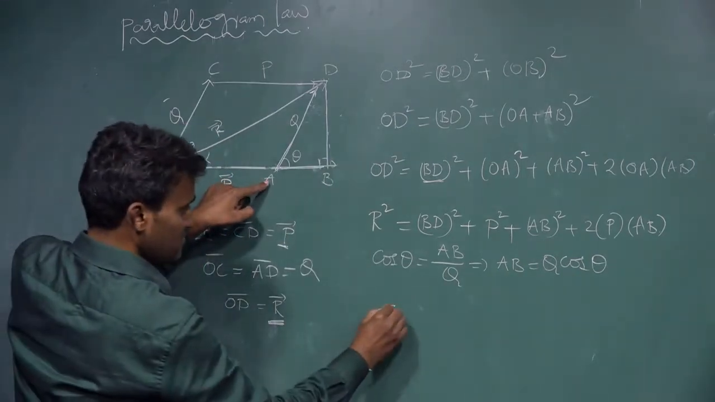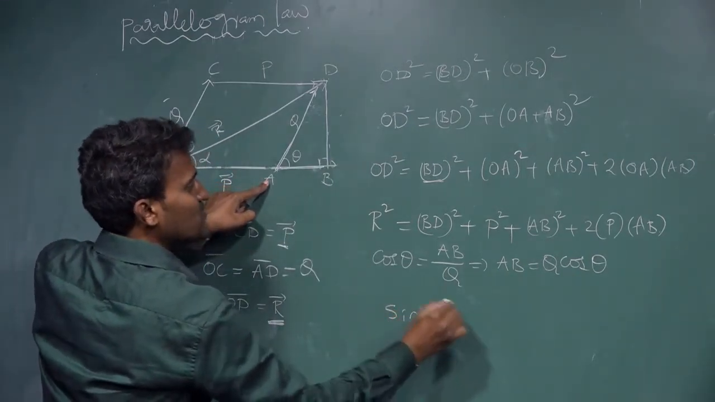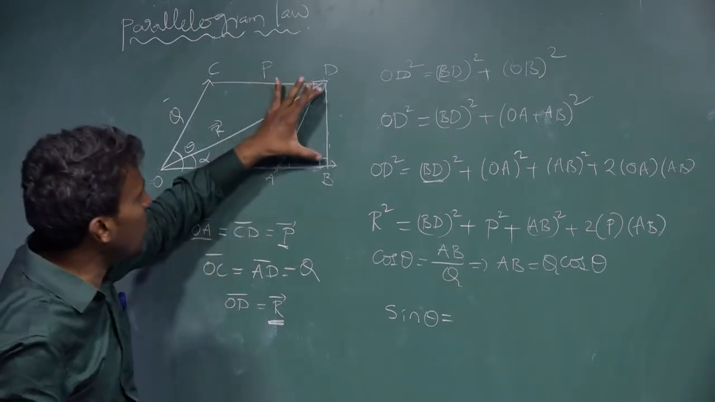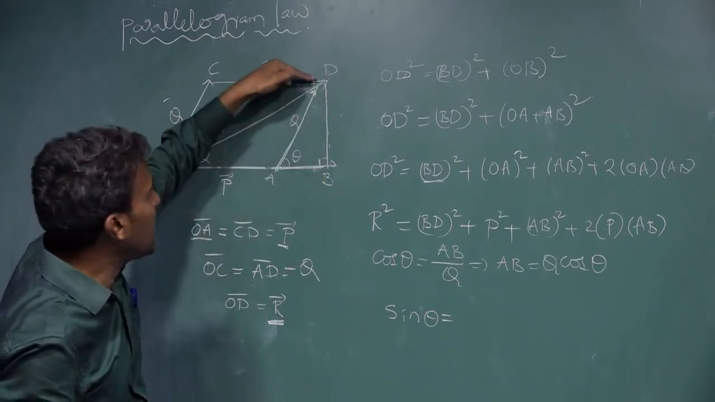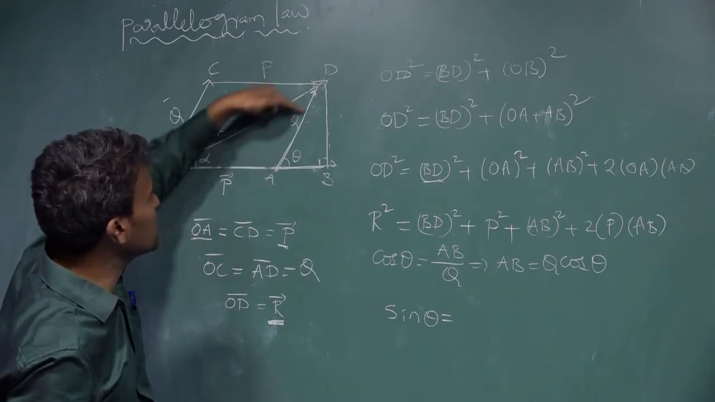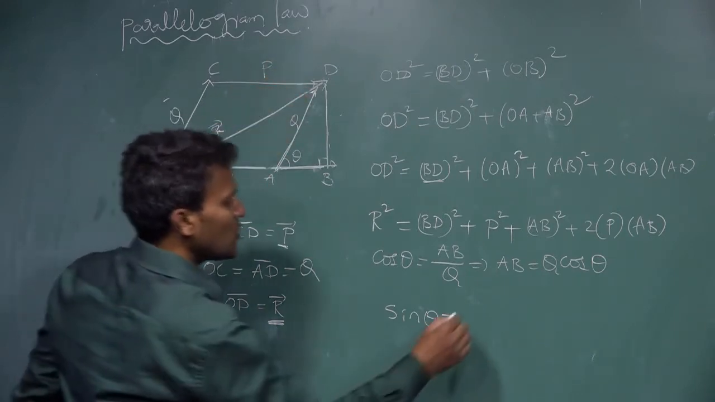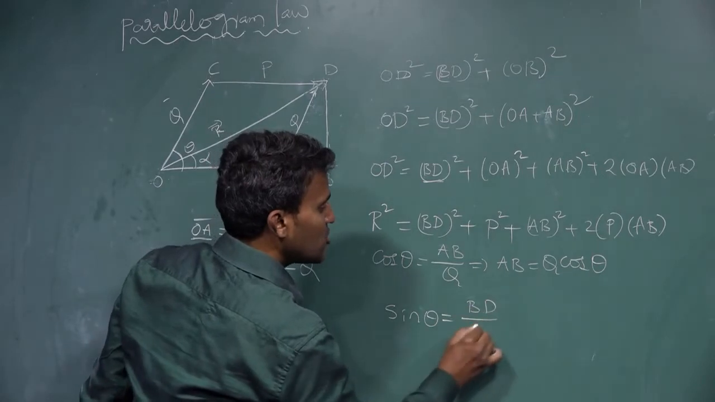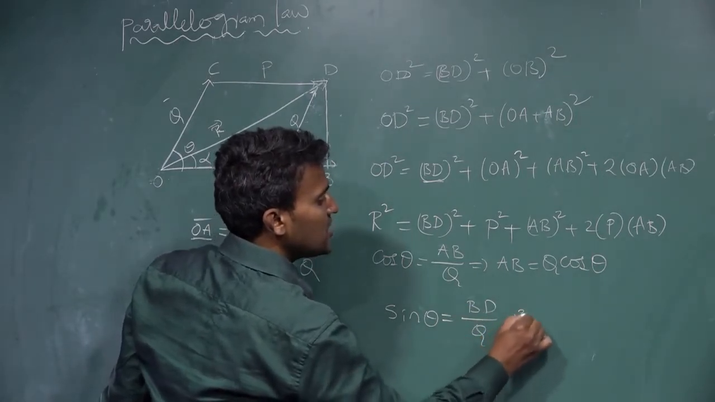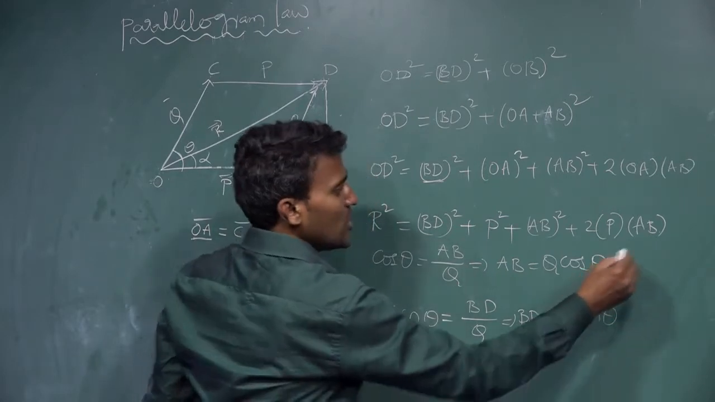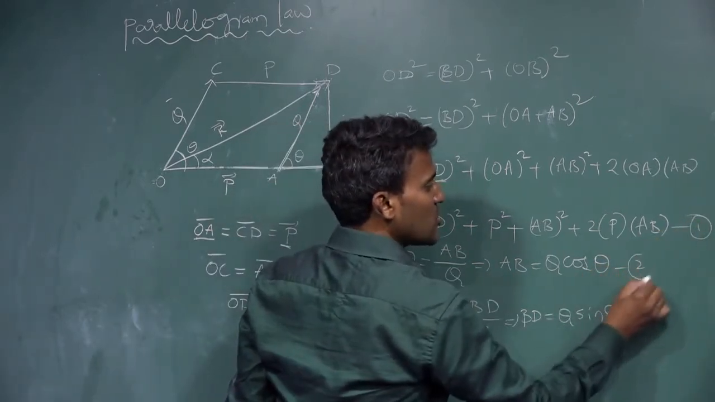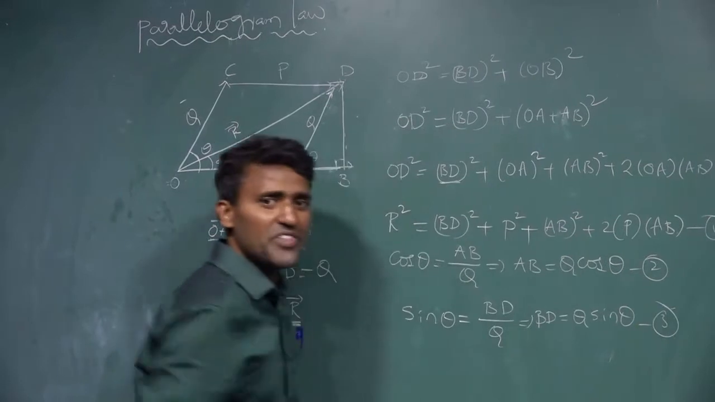Next one, sin theta is equal to opposite side by hypotenuse. BD is the opposite and Q is the hypotenuse. So BD divided by Q. From this one, we can write BD is equal to Q sin theta. Now it is equation 1, it is equation 2 and it is equation 3.